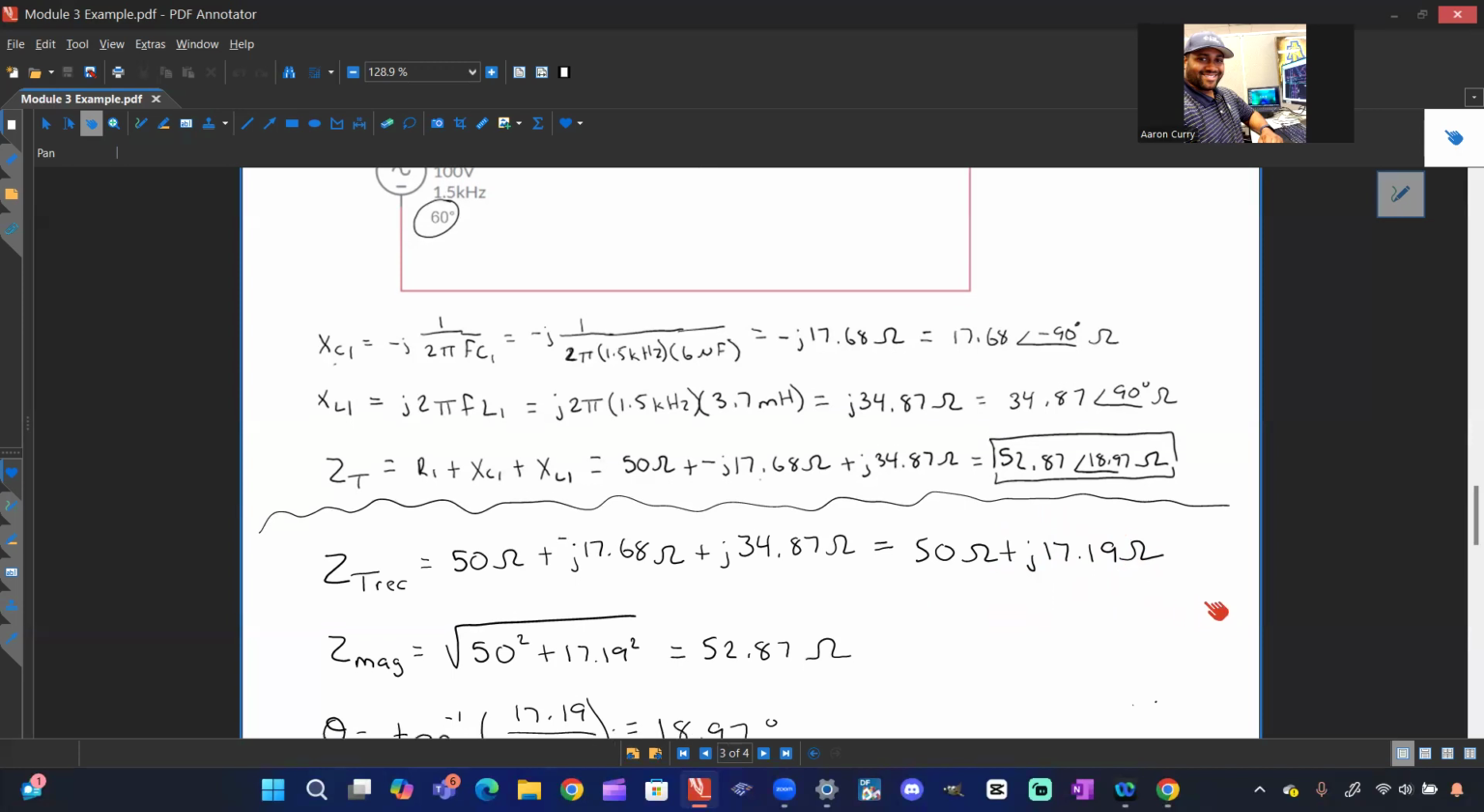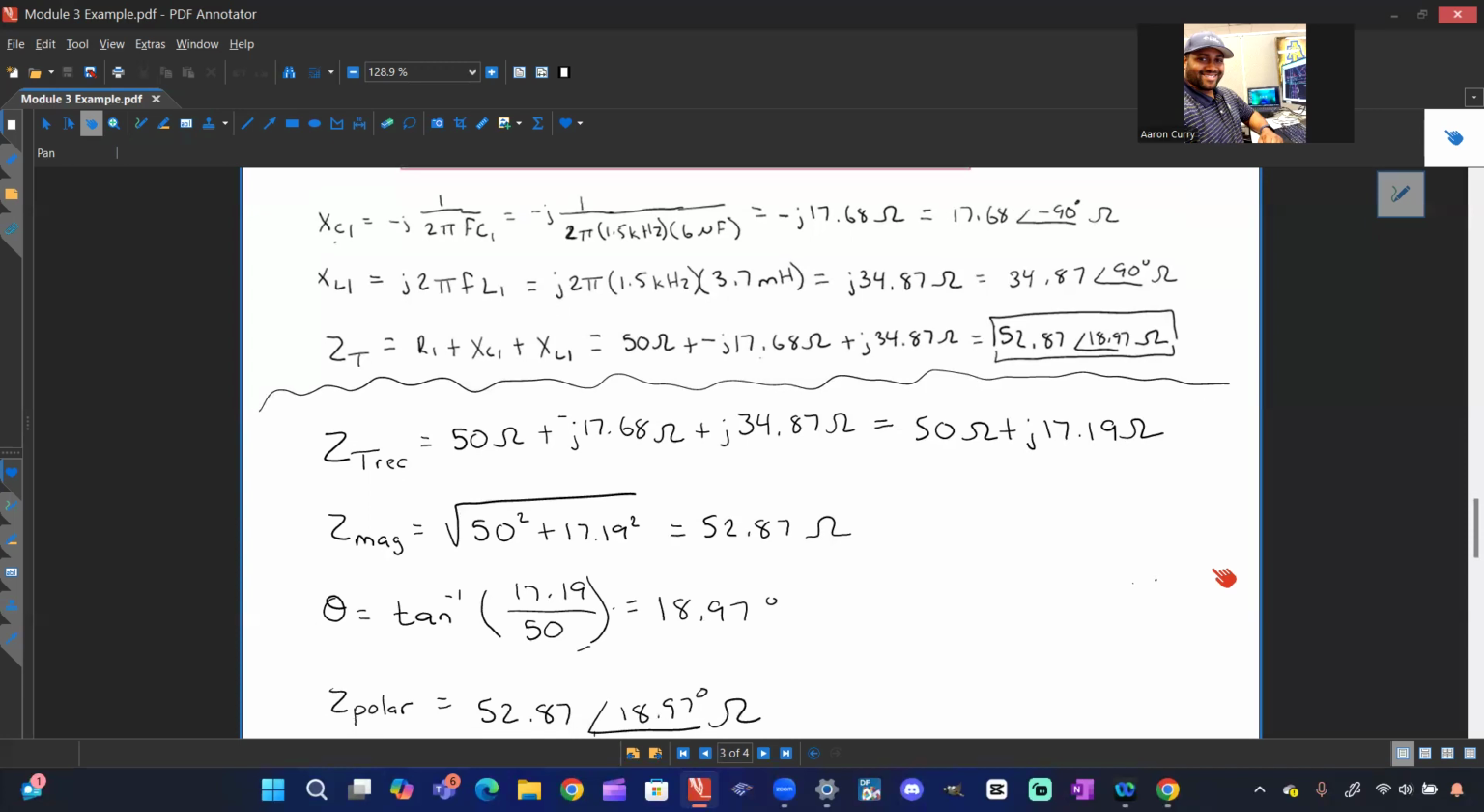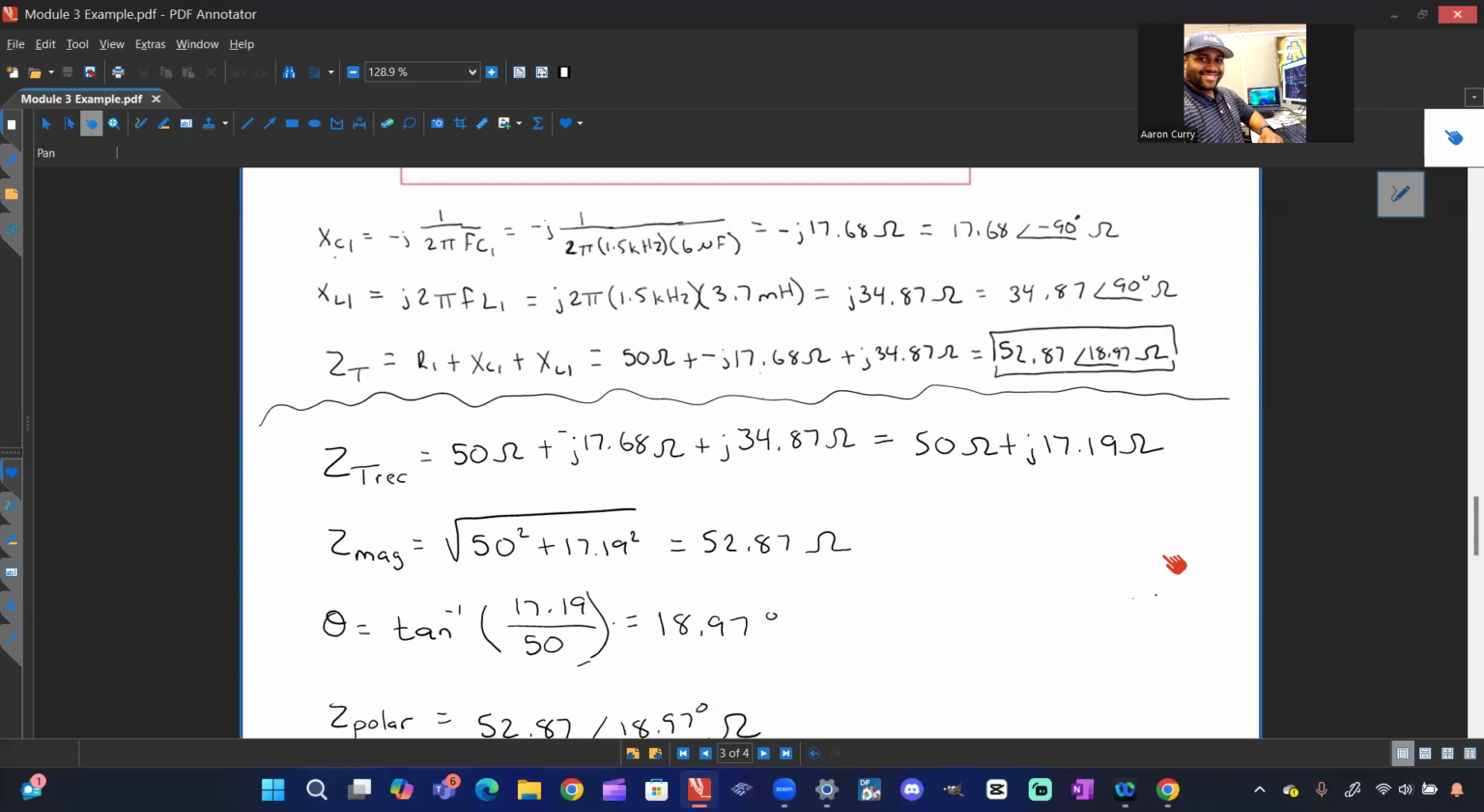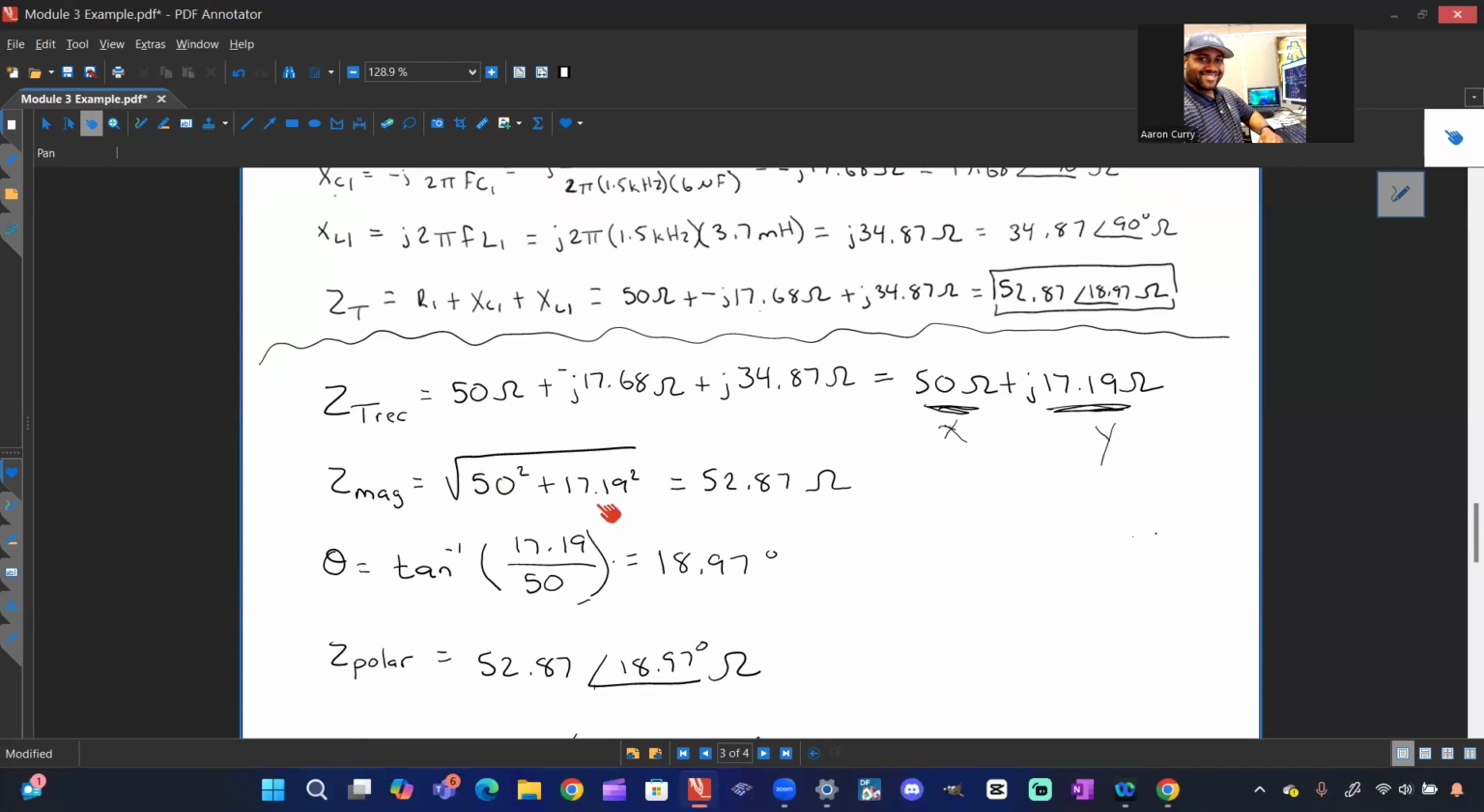But back to the question of how we draw the impedance diagram. You're going to need this value and this value. This is kind of like your X and your Y. Then you're also going to need a magnitude, which you can calculate using the Pythagorean theorem, the square root of these values squared. And you get 52.87.